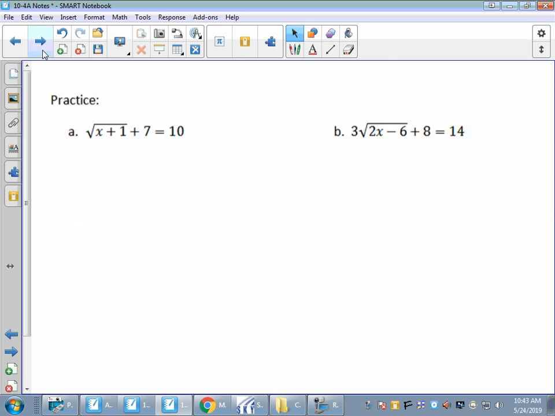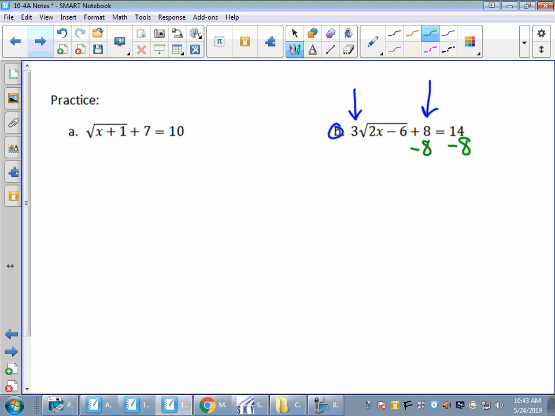Let's look over at letter B here. Okay, looking at this one, we've got our radical of 2x minus 6, but we've got a couple things happening there. You've got a 3 being multiplied here, and you also have this 8 being added here. So we've got to get rid of a couple things. What should we do first? Well, let's subtract that 8 first. Remember, we always want to subtract first before multiplication or division when we're solving equations.